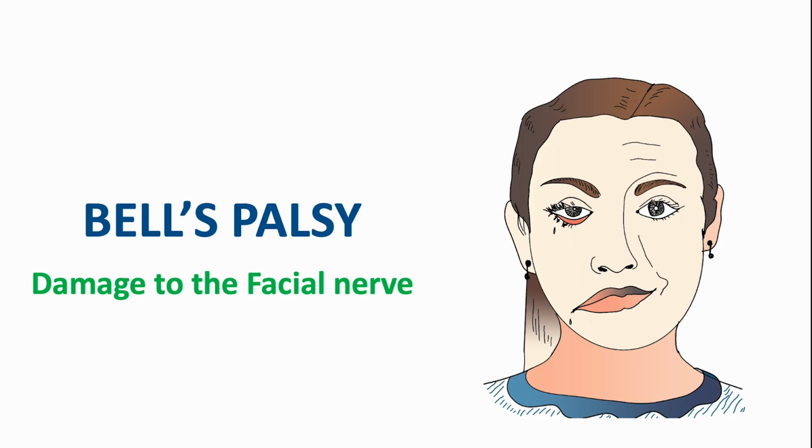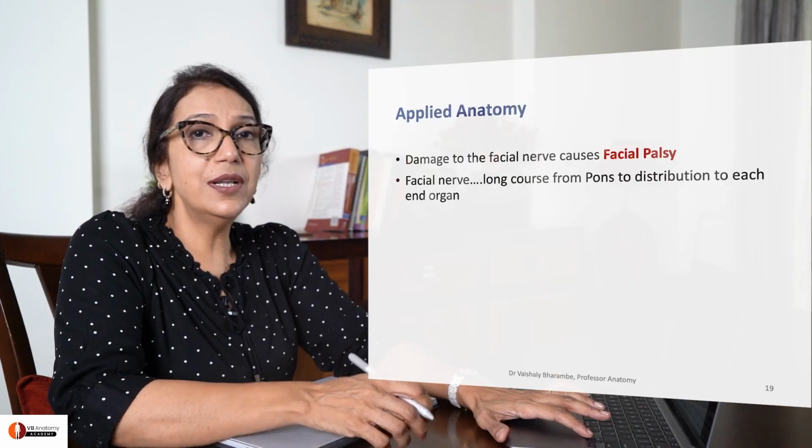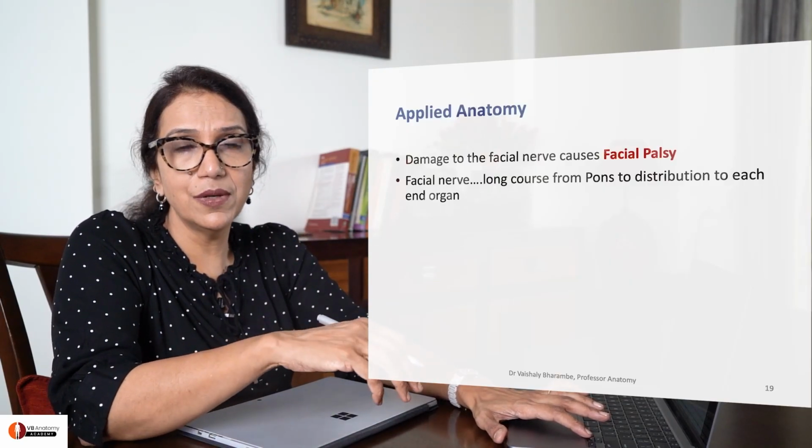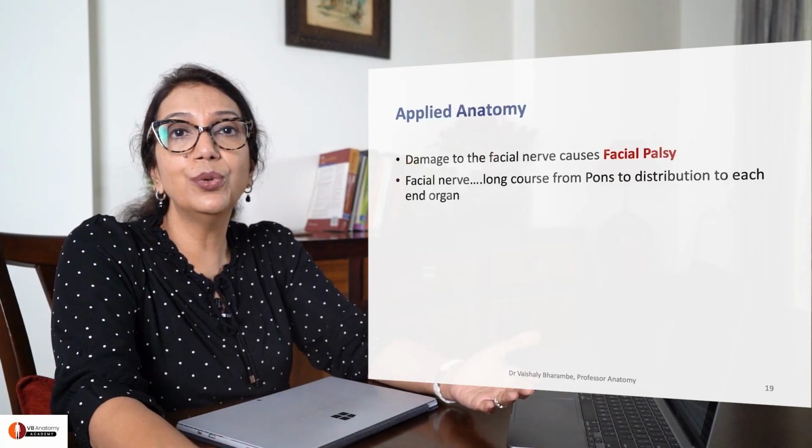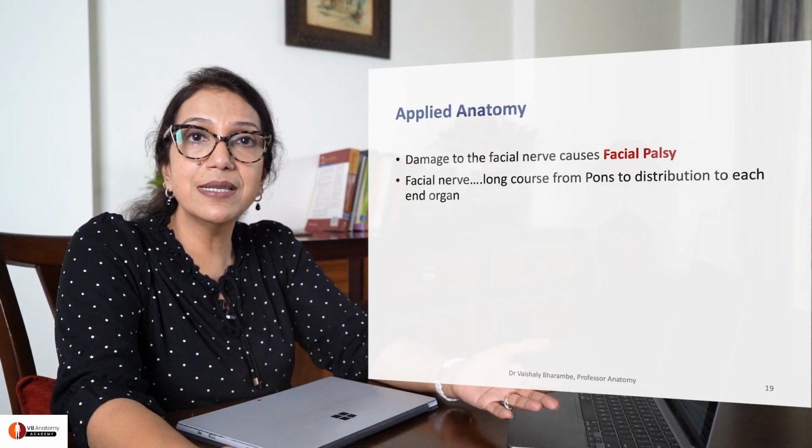Today we are going to talk about Bell's palsy, which is damage to the facial nerve. Come, let's understand. So, facial nerve, as you know, is a long nerve. It has a long course. It can be damaged anywhere along this course. How do you know? How do you treat if you don't know where it's damaged?